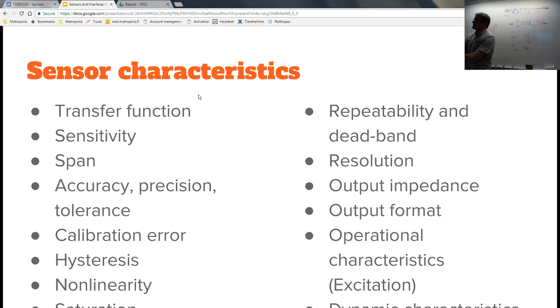Okay. Repeatability and deadband, those are also something. Repeatability is how well it does the same thing all over again. Deadband is about a gap which never actually occurs on the sensor. Resolution is more about digital circuits. It gives how big the quantization level is, so what is the value difference between 2 bits?